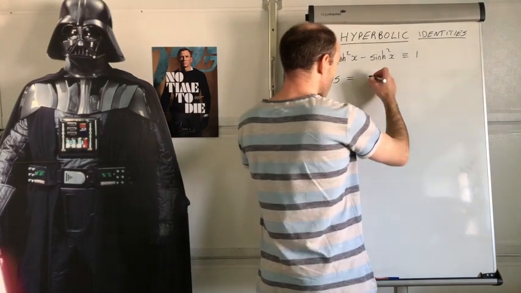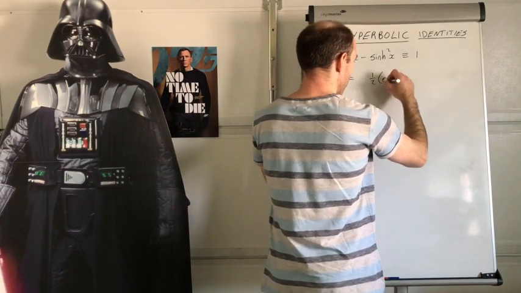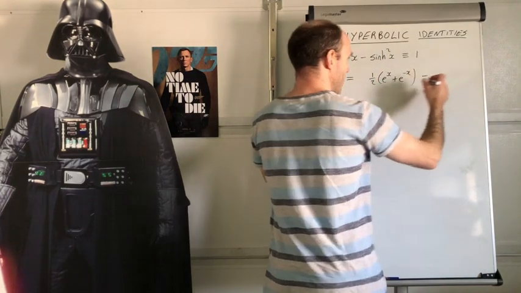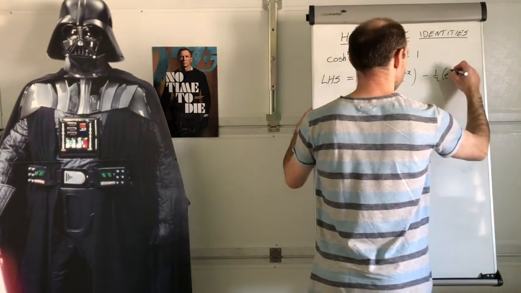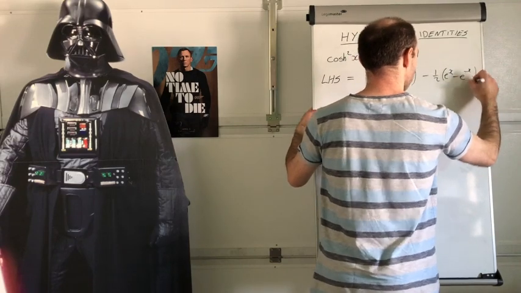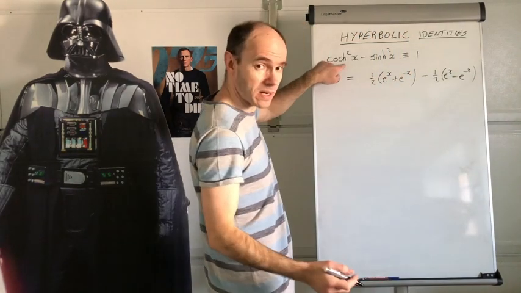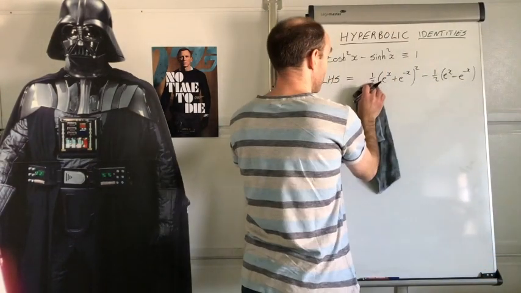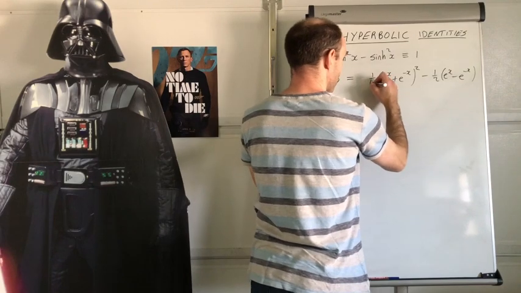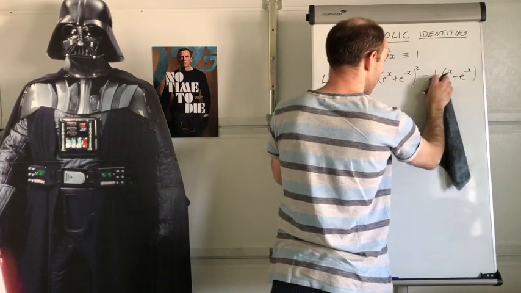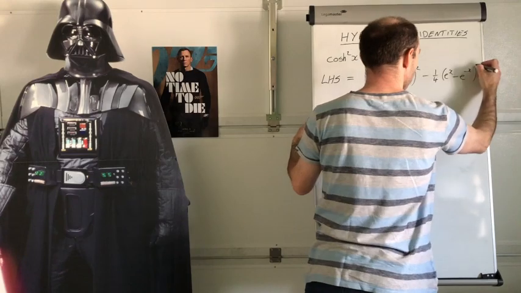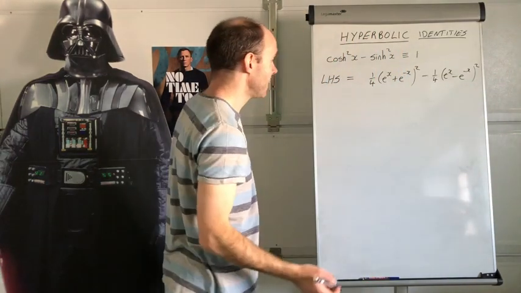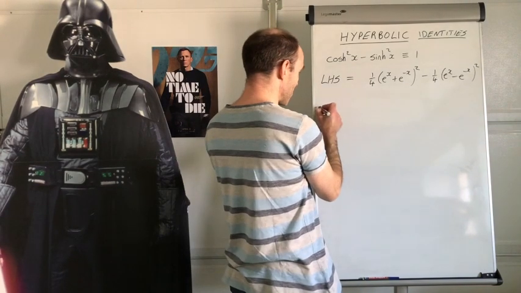Now, cosh x is this, 1/2 e to the x plus e to the negative x. And sinh x is this, half e to the x subtract e to the negative x. But then cosh squared is squared, and half squared is just going to be a quarter. So you can have that. Then the same with this, sinh squared is going to be that squared, like that. And then all we need to do is expand the brackets. I might not be able to fit it all on, so I'm going to start here.